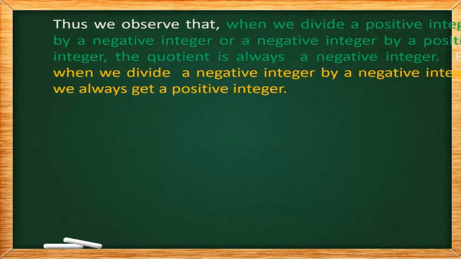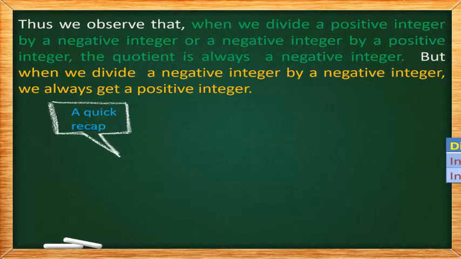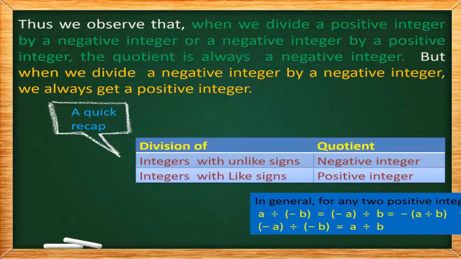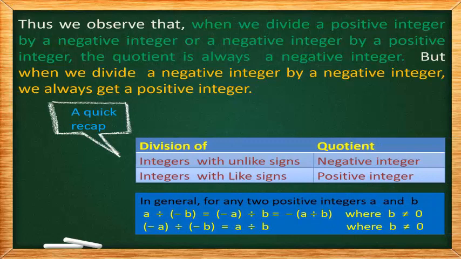Thus, we observe that when we divide a positive integer by a negative integer or a negative integer by a positive integer, the quotient is always a negative integer. But when we divide a negative integer by a negative integer, we always get a positive integer. It is very easy to remember like this, children. When integers with unlike signs are divided, then we get a negative integer as a quotient. But if integers with like signs are divided, we get a positive integer.